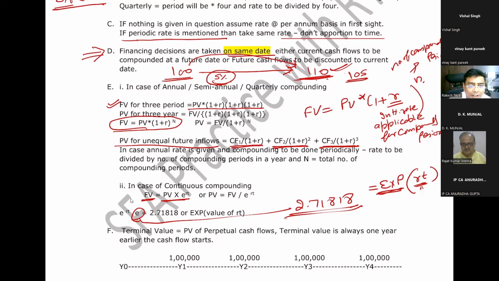So here I have also written, you can underline this also, that rate is to be divided. This is very important. It is a common mistake we always make. Rate to be divided by the number of compounding periods in a year, and N is the total number of compounding periods. Very, very important. Please underline this.